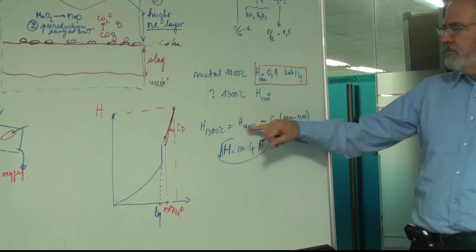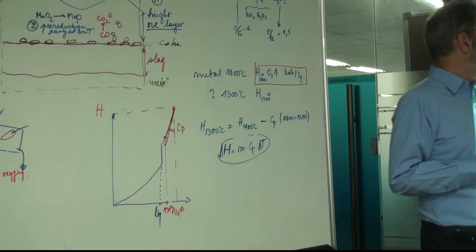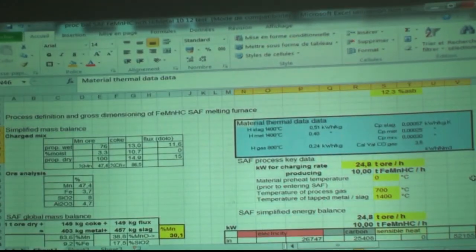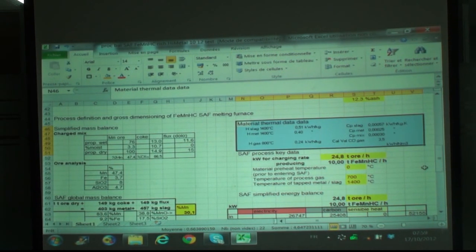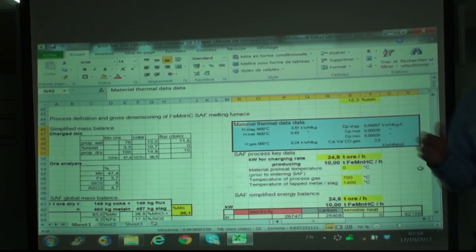So, do you understand? We have the value at 1400 degrees, and we have the CP for each, for the slag and for the metal. But this depends on the composition. Yes, you are right, and that's a bit of a problem, because you will not find a book for CP and H for any composition.